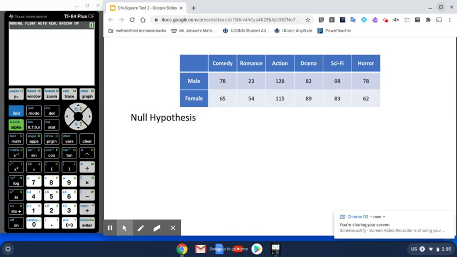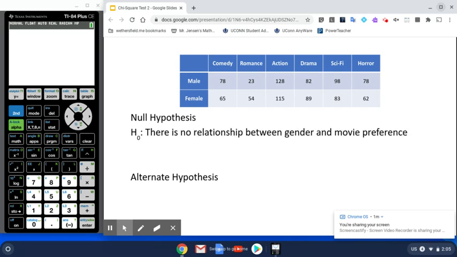whatnot. So the first thing we need to do in conducting a chi-squared test, remember, is a null hypothesis. The null hypothesis is going to give us what we're comparing against. We also need an alternate hypothesis. So the null hypothesis in this case is there is no relationship. Always in a chi-square, the null hypothesis is that there is no relationship between the two variables. So in this case, there's no relationship between gender and movie preference. The alternate hypothesis, therefore, will be that there is a relationship between gender and movie preference. Okay, so the null hypothesis is there is no relationship. The alternate is that there is a relationship.